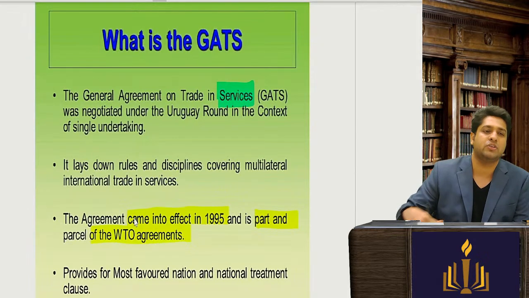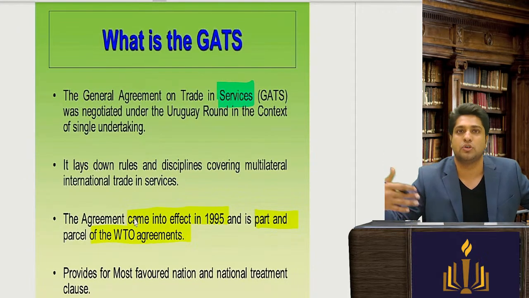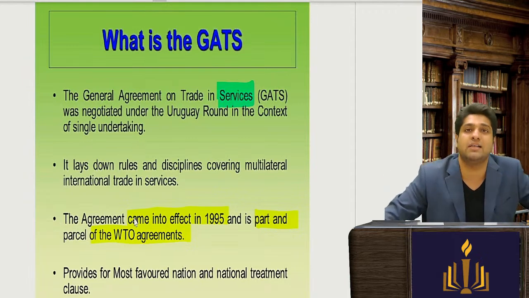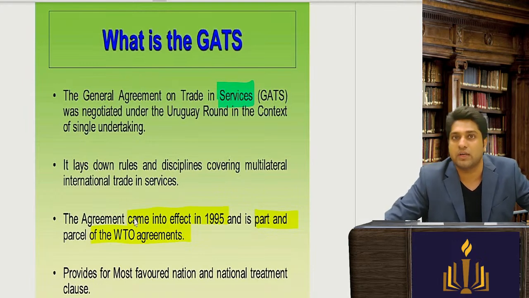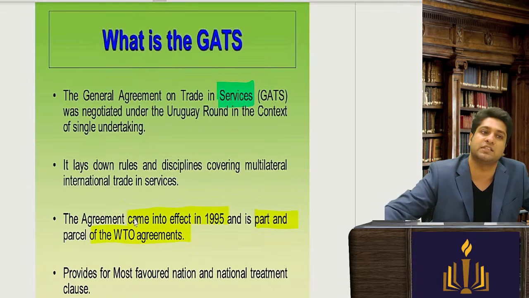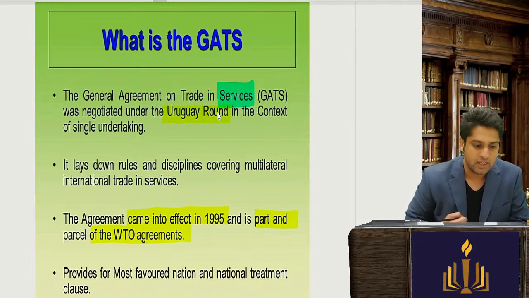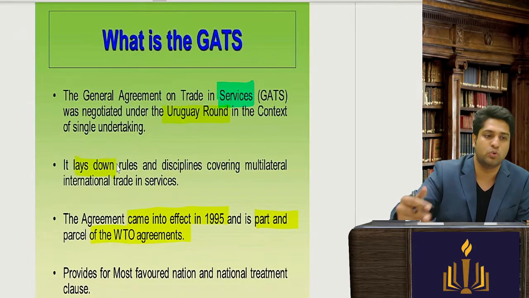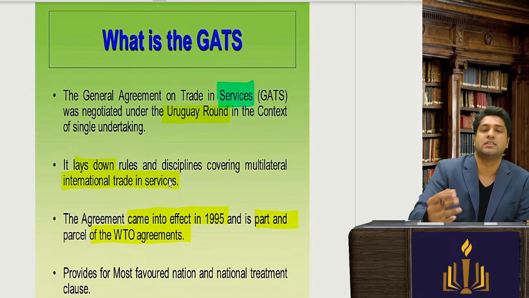What did it talk about? That services should also be traded across countries, services should be provided. So earlier GATT was only concerned with goods, but WTO covers not only goods but also services. So in WTO there is GATS which specifically covers services, which was not there earlier. This was negotiated in the Uruguay round. It lays down the same discipline, rules, dispute settlement, but with respect to international trade in services.